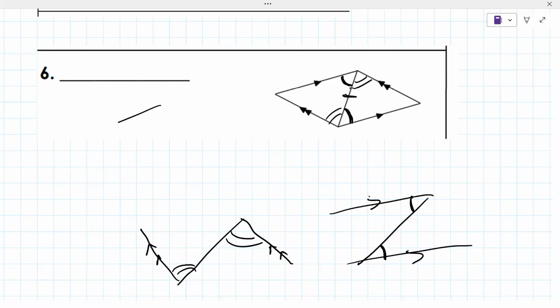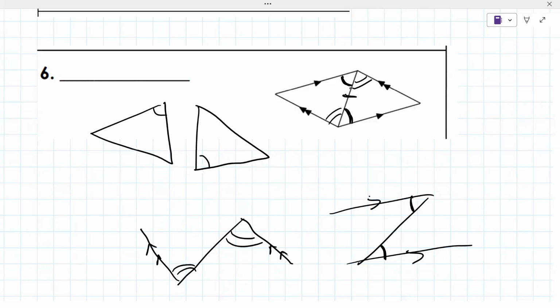Sometimes you've got to break them apart. Each triangle has two angles and a congruent side. Oh, angle, side, angle. Angle, side, angle. Good. All right. Any questions, thoughts on that? Nope. All right. So we're on to some proofs.